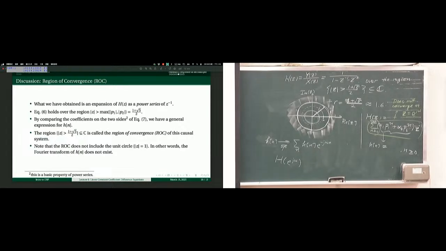So that's an important message I want to deliver today. Some signals do not have a Fourier transform. So this is my conclusion, the important message I want to make sure that we understand. In other words, the Fourier transform of the Fibonacci sequence does not exist, okay? So far so good? Can we agree on that?